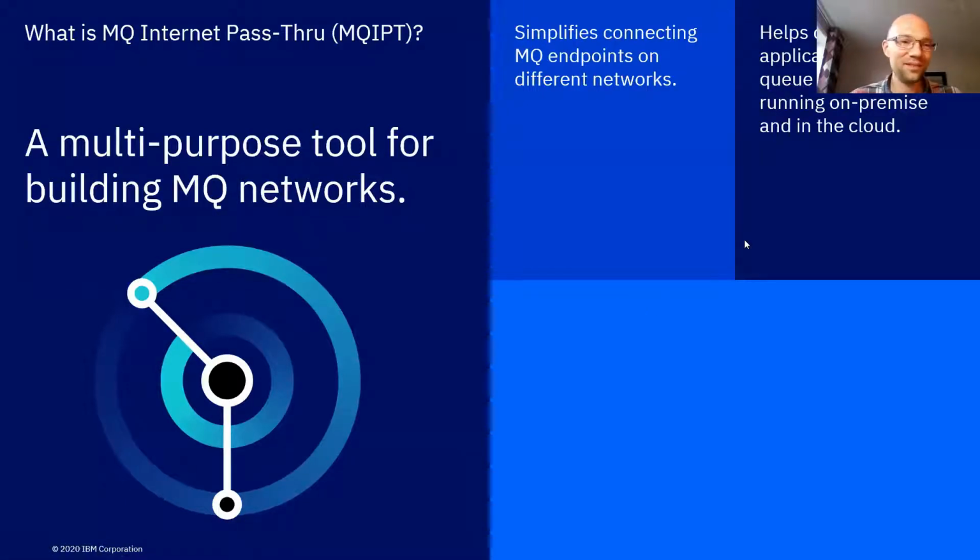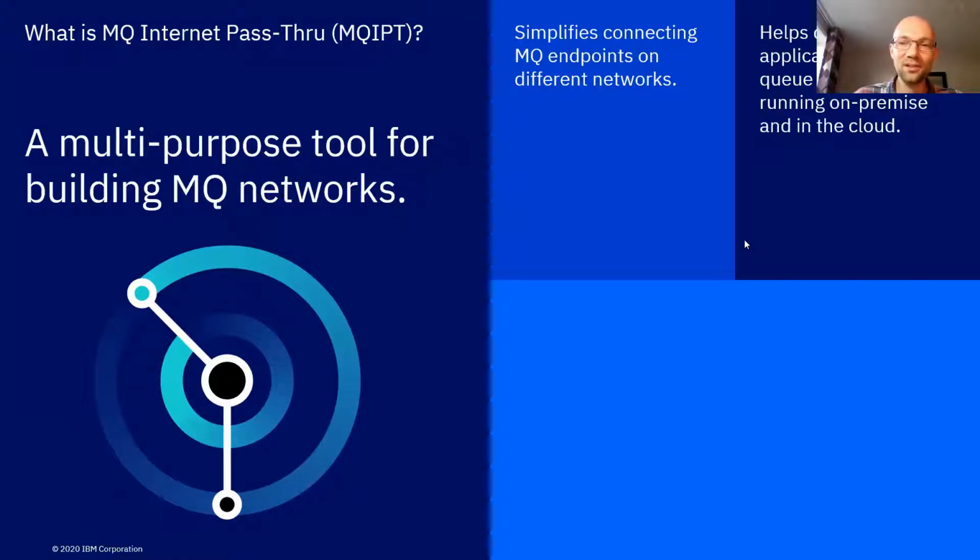So I'll start off with a bit of an introduction about what IPT is. Essentially, it's a tool for connecting your MQ endpoints together. By that, I mean connecting clients to queue managers and queue managers to queue managers. It allows you to simplify the way they do that. It doesn't let you do anything with regards to messaging that you wouldn't be able to do anyway without IPT. So your applications still send and receive messages using MQ exactly as they would without IPT being in the picture.